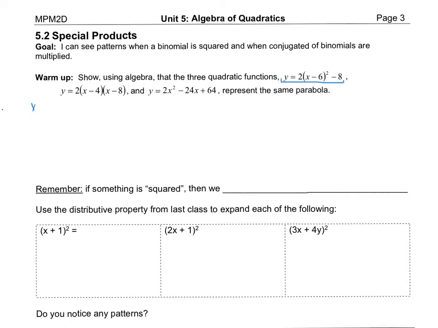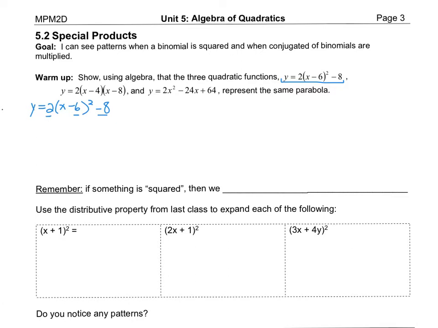All right, so let's take a look at this very first parabola. I'm just going to rewrite that here. y equals 2 bracket x take away 6 squared minus 8. This is the vertex form of the parabola. It also tells us our transformations. This parabola has a vertex at positive 6, negative 8. It opens up, skinnier than y equals x squared.